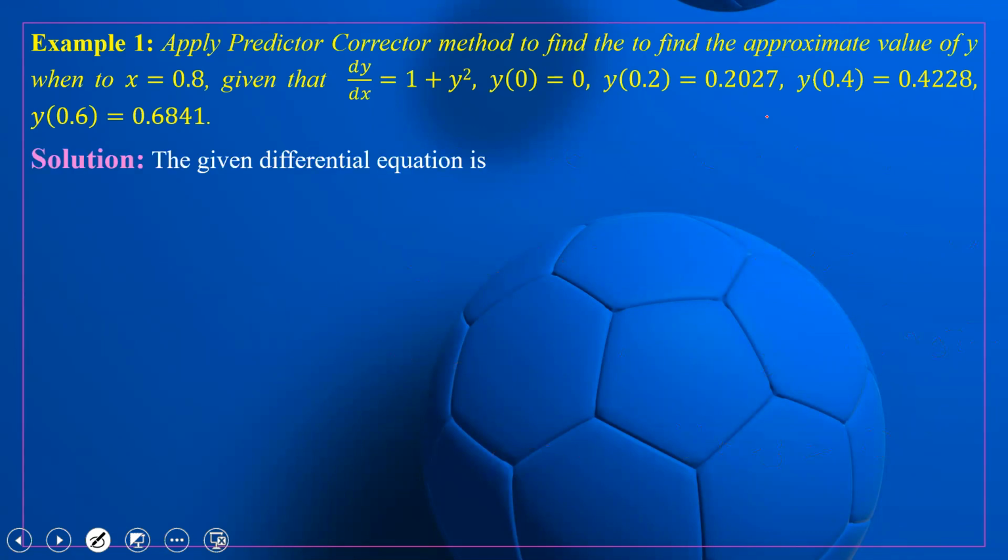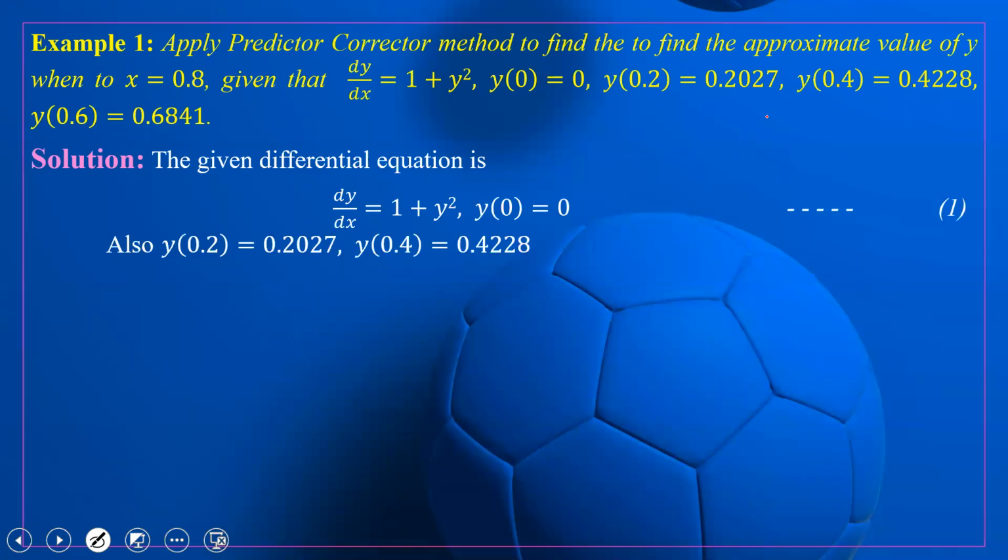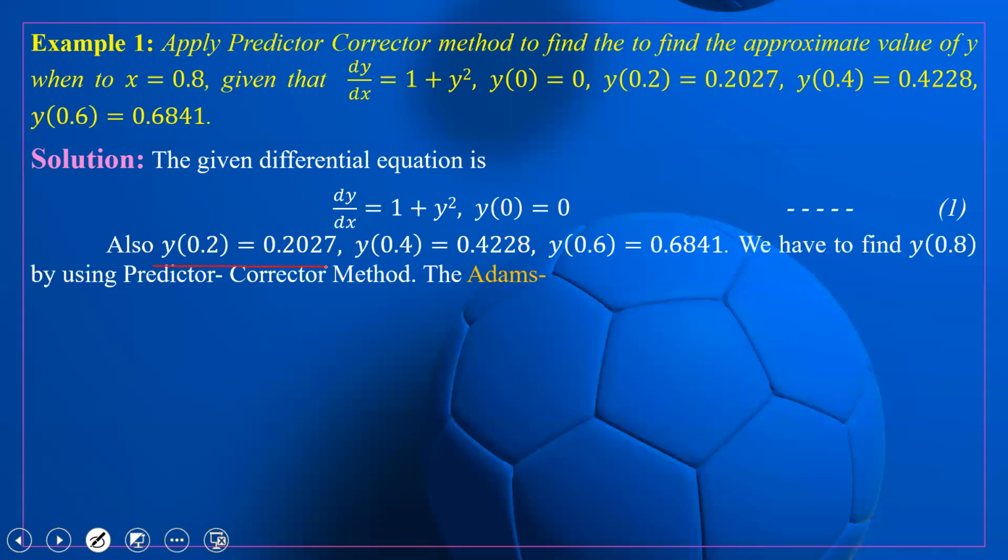So the given differential equation is dy/dx is equal to 1 plus y square, y of 0 is equal to 0. Give it equation number 1. Also, we are given y of 0.2 is this, y of 0.4 is this, y of 0.6 is this. We have to find y of 0.8. We have already seen that if we want to use the predictor-corrector method, at least 3 values should be given. So we have given this 1, 2, 3, and this is 4.